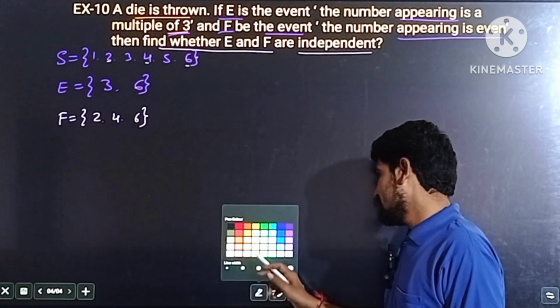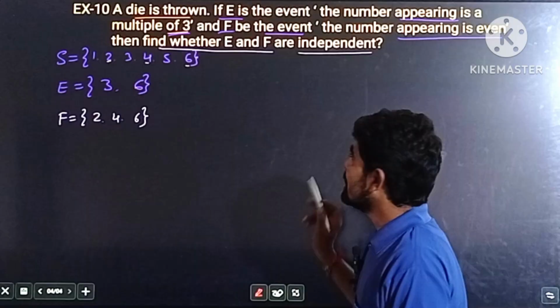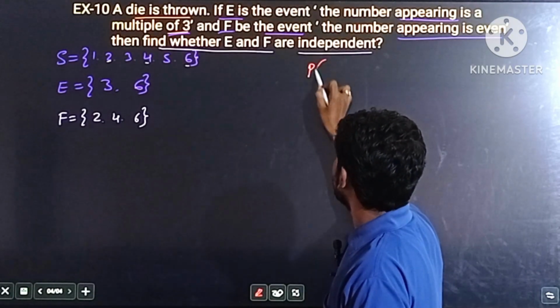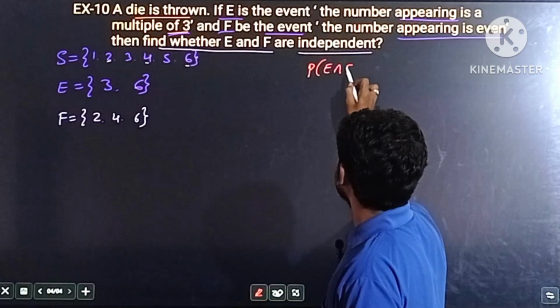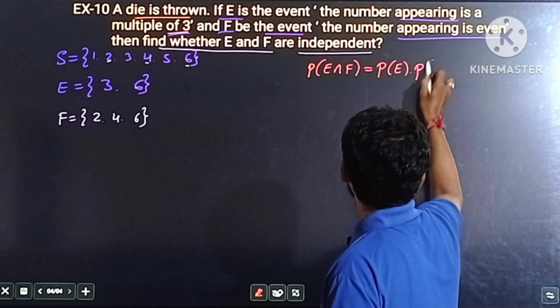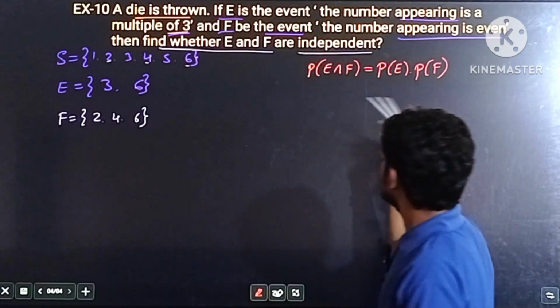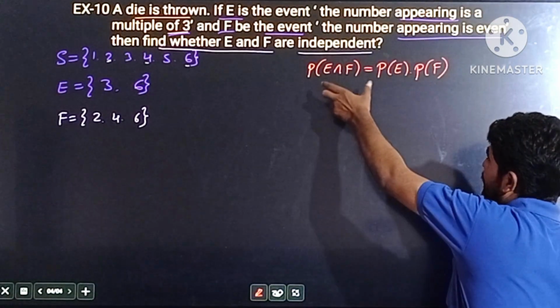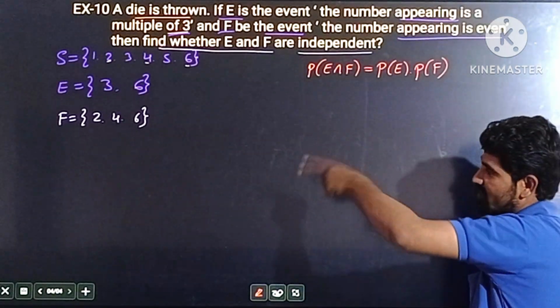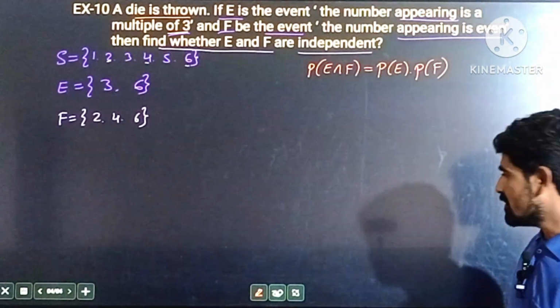As you know, the definition of independent events: two events E and F are said to be independent events if probability of E intersection F is equal to probability of E into probability of F. So we need to check this. If probability of E intersection F equals probability of E into probability of F, then we call these two given events independent, otherwise not.